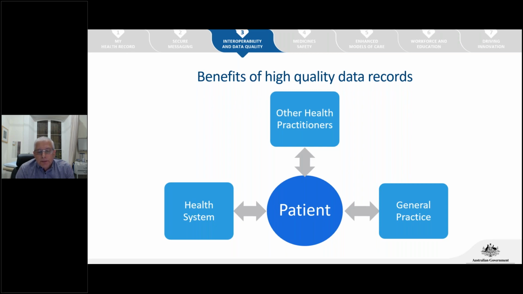And the reason for that is we use that for making decisions about patient care, safety around medications that we may prescribe, and our clinical information systems that we use in general practice have a lot of inbuilt decision support, which rely on good quality data.